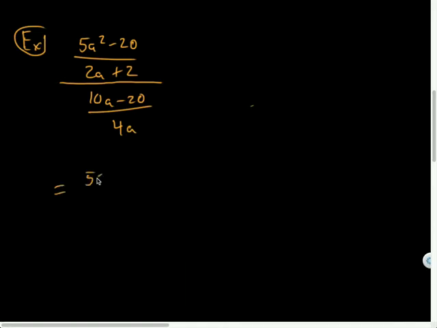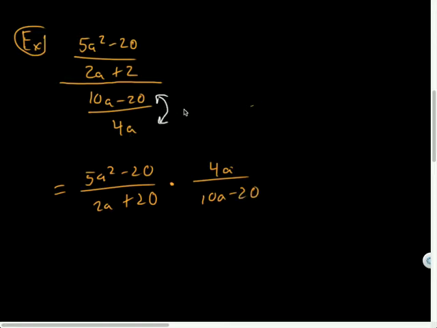So 5a squared minus 20, and I could actually start factoring right now, but for the sake of our notes, maybe I'll just purely demonstrate this. So I flip the denominator, 4a over 10a minus 20. So what did I do? I flip this guy, and I multiply. It's not 2a plus 20, it's 2a plus 2. Thank you. Good call.